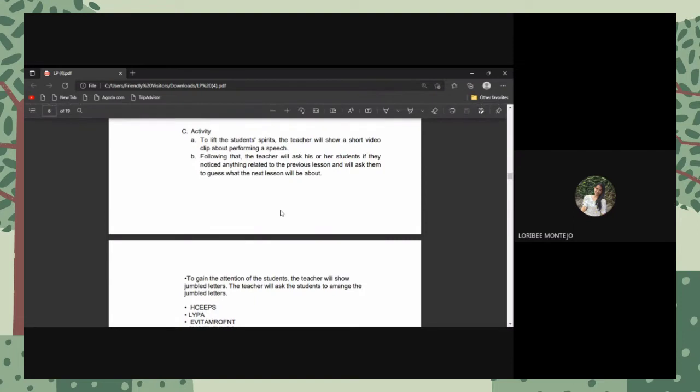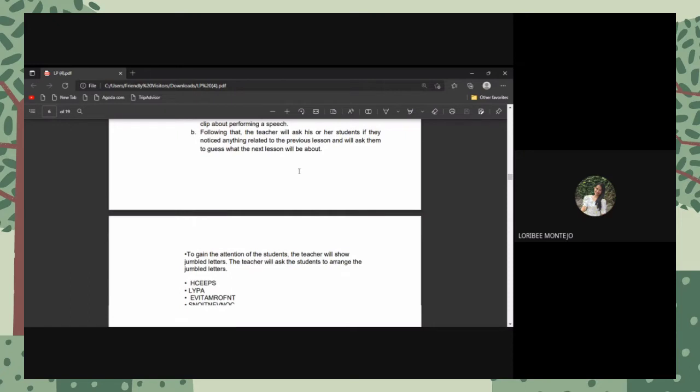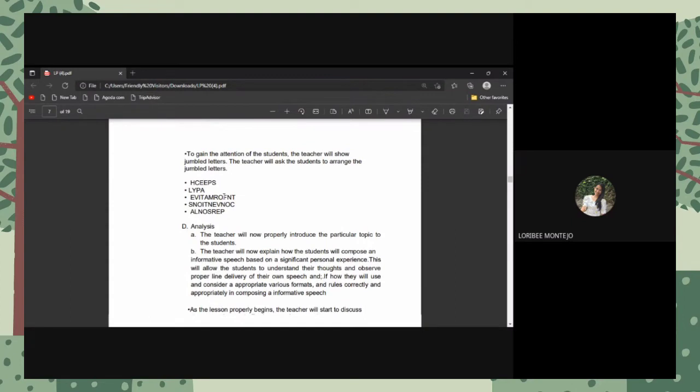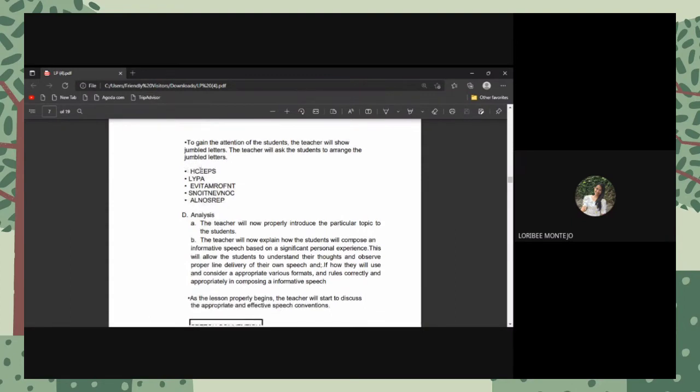Following that, the teacher will ask his or her students if they notice anything related to the previous lesson and will ask them to guess what will be the next lesson. To gain their attention, the teacher will show jumbled letters. The teacher will ask the students to arrange the jumbled letters that I provided below.